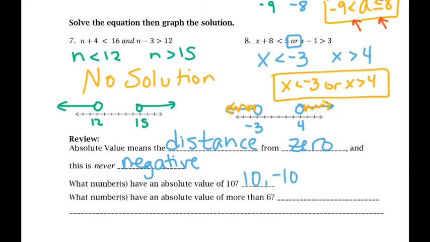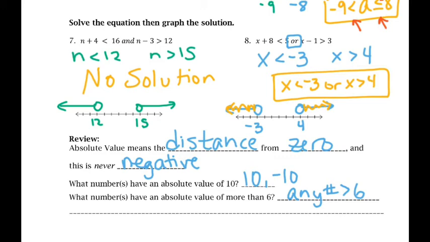There's 2 of them. What number or numbers have an absolute value of more than 6? So what has more than 6? Does 6 have an absolute value of more than 6? No, but 7 does. So 6.1. How about 13 or 27? Okay, so we can have basically anything more than 6. So I'm going to say any number more than 6.